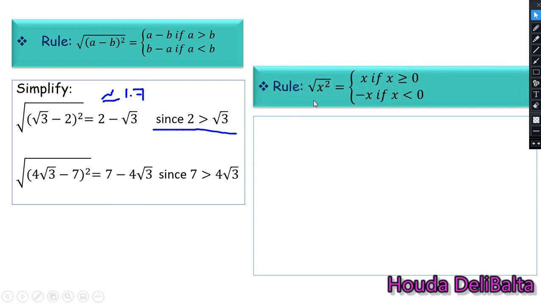Here is another rule that says that radical x squared is going to be x as it is if x is greater than or equal to 0, i.e. positive. So if x is positive, I carry out radical x squared as just x, while if x is negative, I carry it out as minus x.